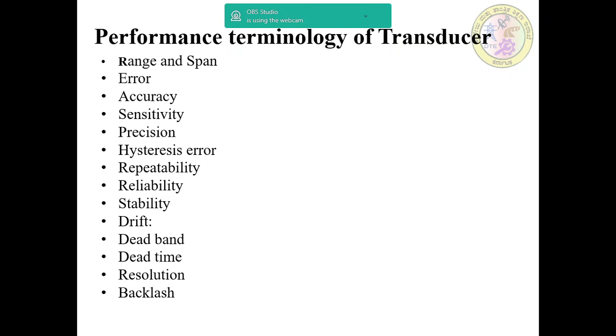Next we will go for stability. Stability of a transducer is its ability to give the same output when used to measure a constant input over a period of time. Next, drift. The term drift is the change in output that occurs over time. Dead band: there will be no output for a certain range of input values. This is known as dead band. There will be no output until the input has reached a particular value.